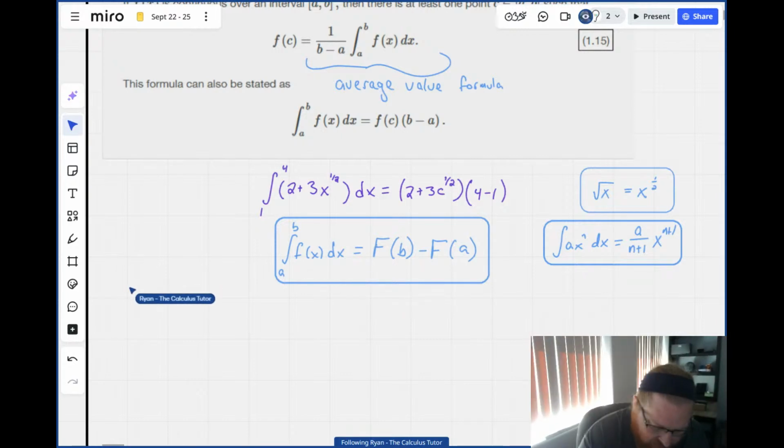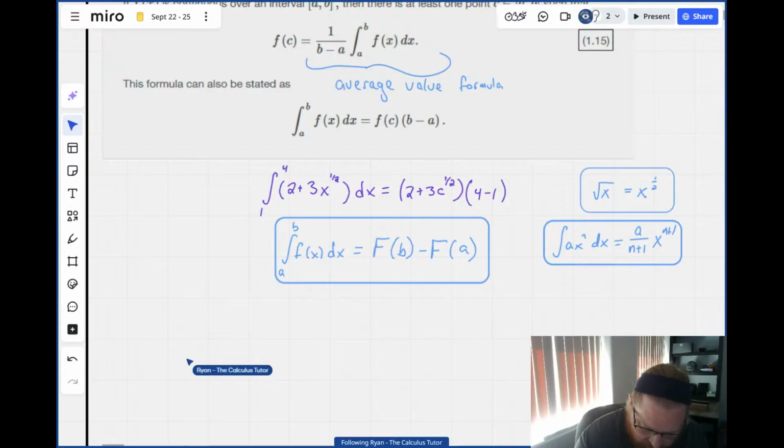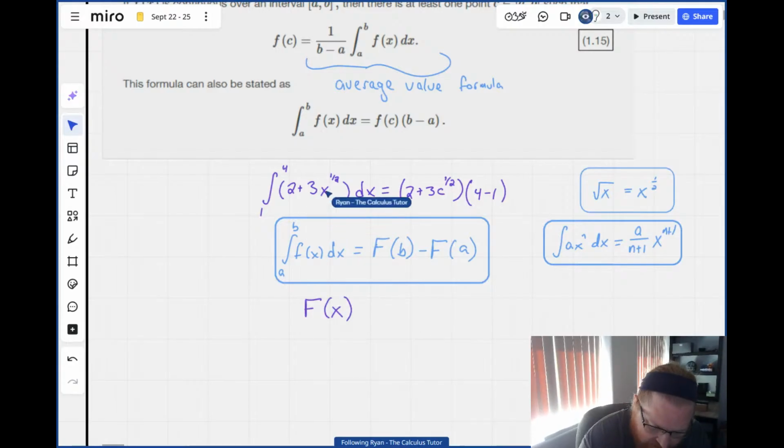All right, so let's get back into this. I erased the little work I'd done because I sort of diverted to make some notes. So let's talk about this again. We're going to take the antiderivative. We're trying to find the antiderivative of this 2 plus 3x to the 1/2. So the antiderivative of 2 is 2x. Constant just gets the variable.